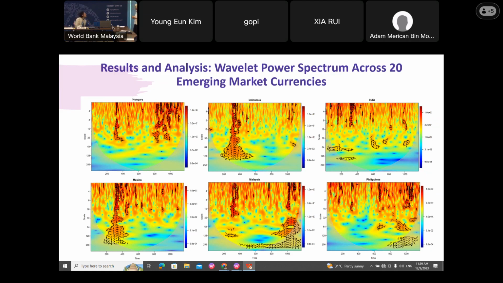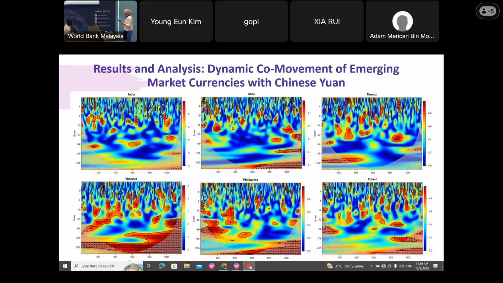The next step that we did was to ask, could this be because of their country of origin shocks? Could this pattern be due to co-movement with the Chinese yuan and the Russian ruble? So we ran wavelet coherence, and this one here is a sample of the wavelet coherence. You can see Indonesia is not here, but Malaysia is here. Okay, so whatever effect is due to the countries themselves is already gone.